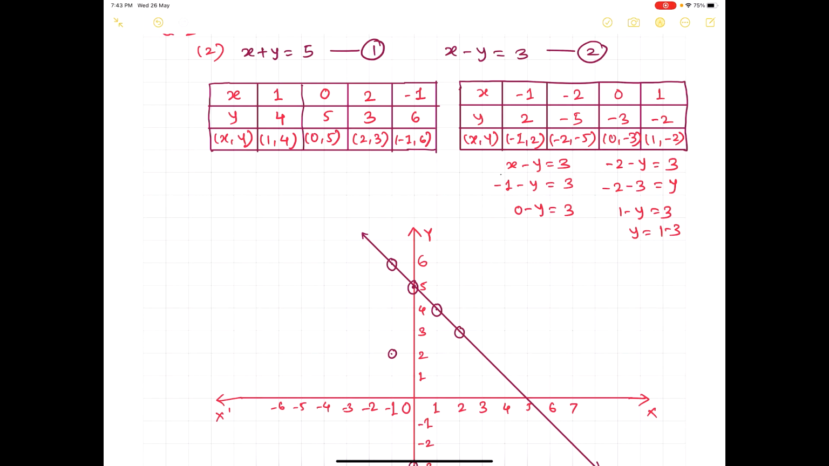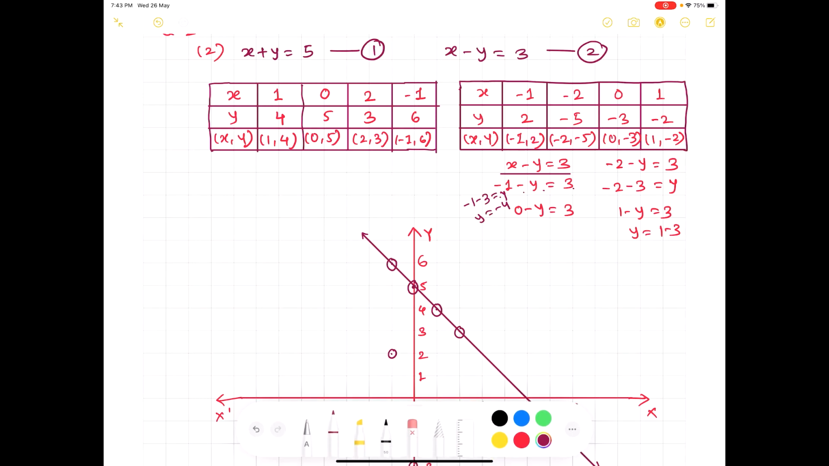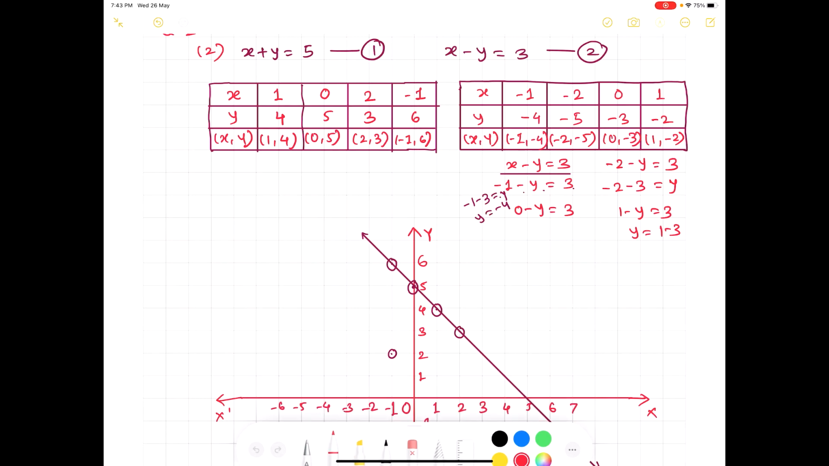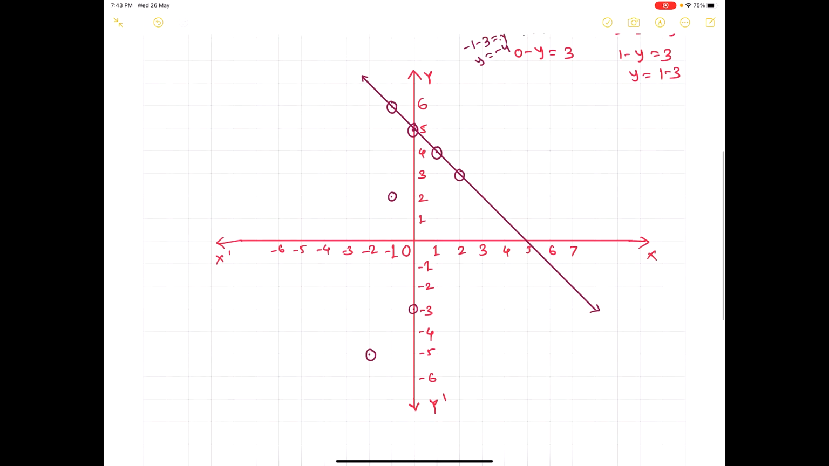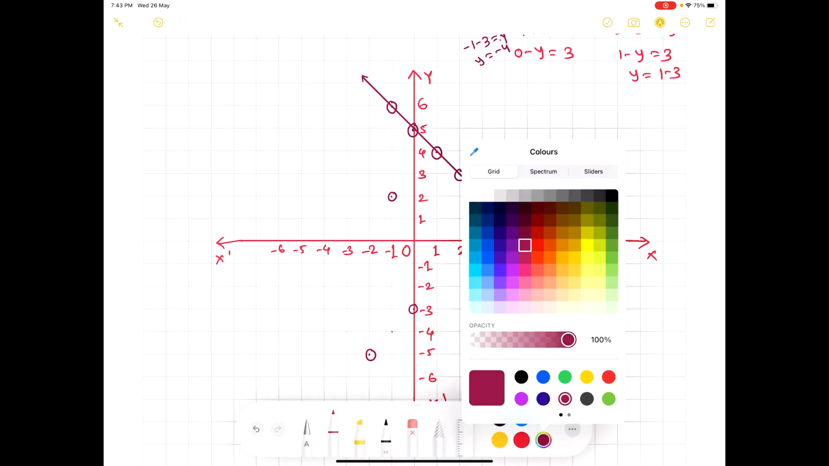See, here we have made some mistake. x minus y is equal to 3. Minus 1 minus y is equal to 3. That is minus 1 minus 3 is equal to y. So y is equal to minus 4. Okay, so here it will be (-1, -4), that is our point. Minus 1 and minus 4. Where is minus 4? Here. Okay, (-1, -4).